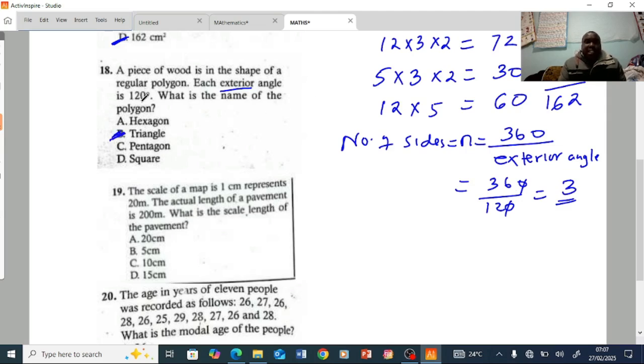But if the exterior angle was something like 60 degrees, then it is 360 over 60, and that one would be 6. So a 6-sided figure is called a hexagon. If it is 5, we call it a pentagon. If n is equal to 5, it is called a pentagon. N is equal to 6, hexagon, like that.